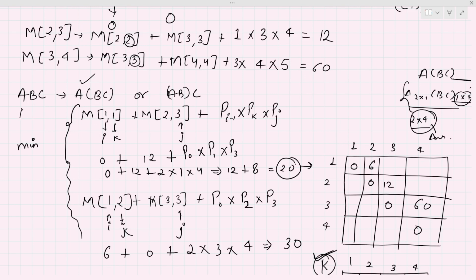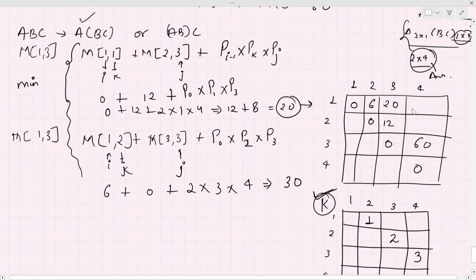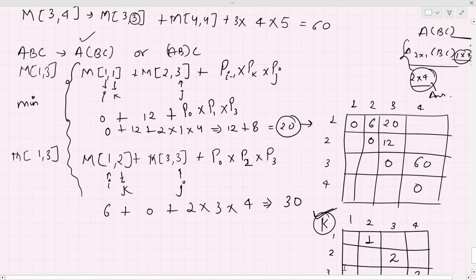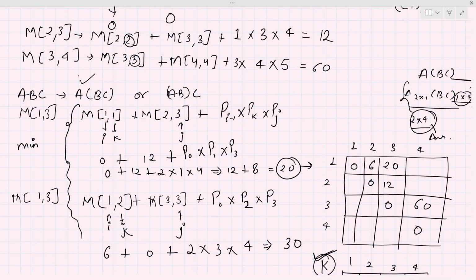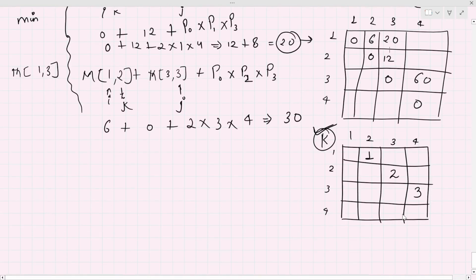This means M 1 comma 3. So what's the value of M 1 comma 3? The value of M 1 comma 3 is 20. Okay, so now we write 20. Now we have to assign the value of k as well. For 1 comma 3 we have 20. So what's the value of k here? The value of k is 1. So we have to write 1 as well in this position.